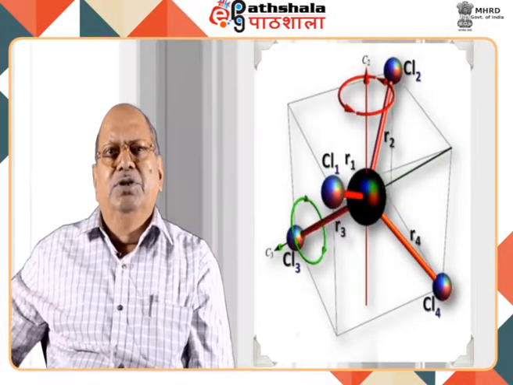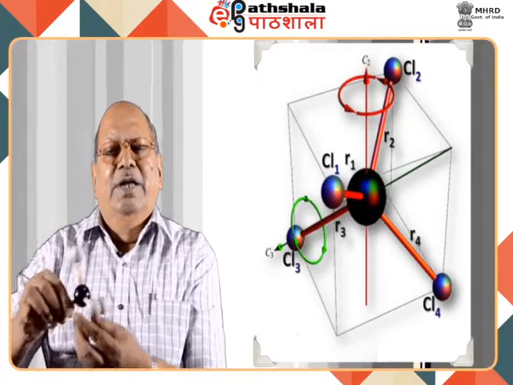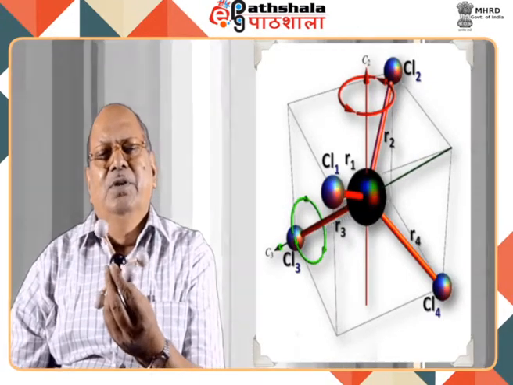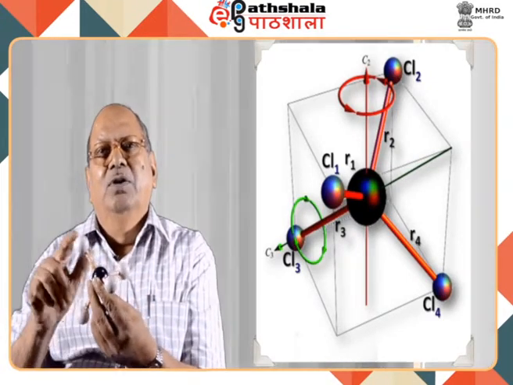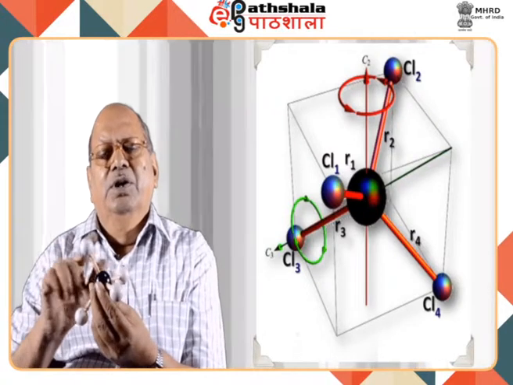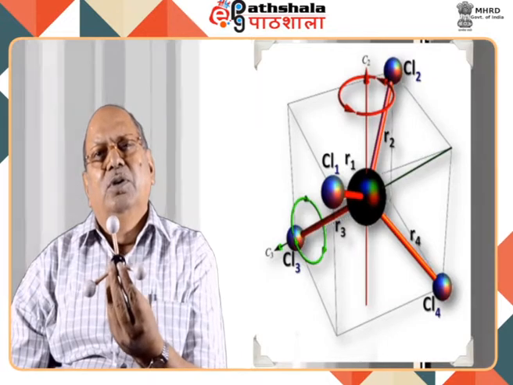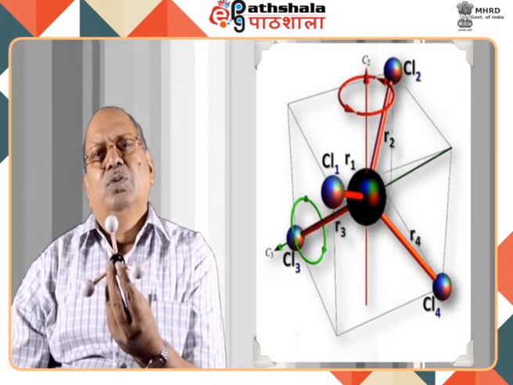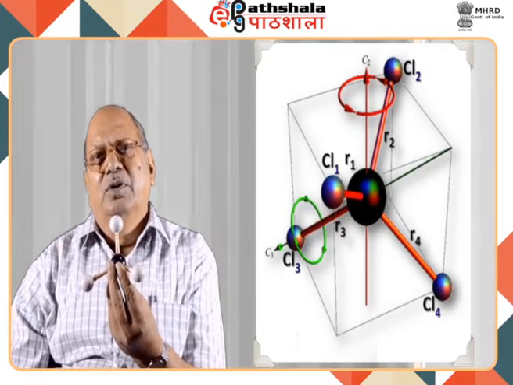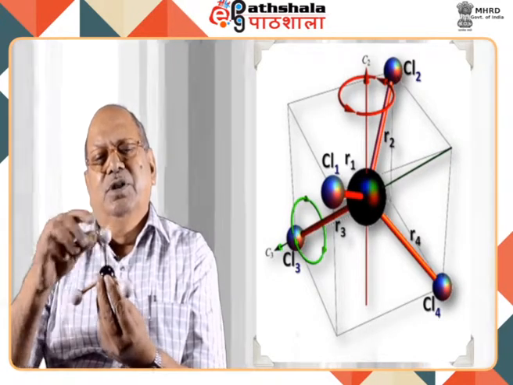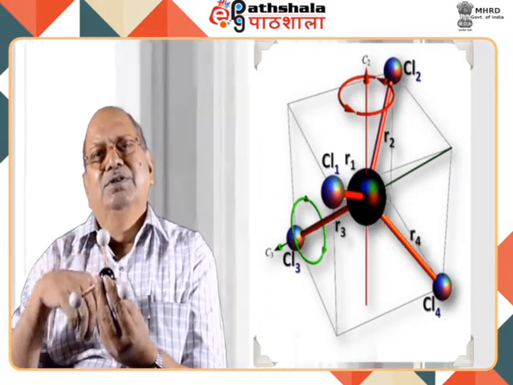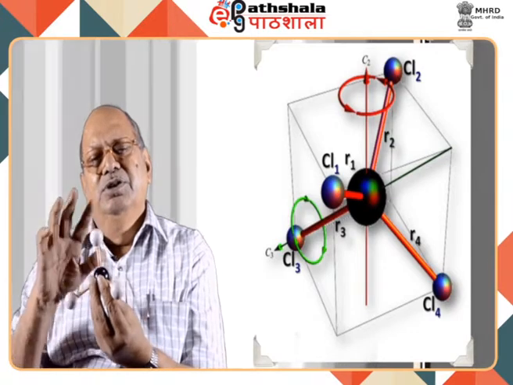CCl4. CCl4 is a molecule like this, as I have shown over here. The black one is carbon, and all these are chlorine atoms, as I am showing over here. Now, this molecule belongs to the tetrahedral point group. It has C3 axes. How many? 4 C3 axes, each along a C-Cl bond.